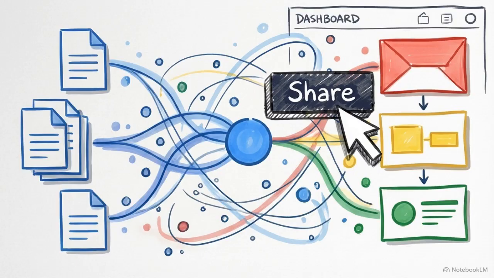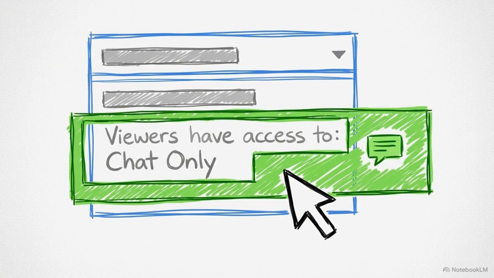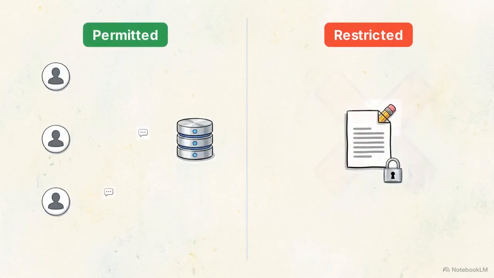Navigate to the top right corner of the dashboard and click the Share button. When sharing, it is critical to adjust the permissions. Change the drop-down menu to Chat Only. This ensures your team can ask the chatbot questions, but they cannot alter your original source documents.